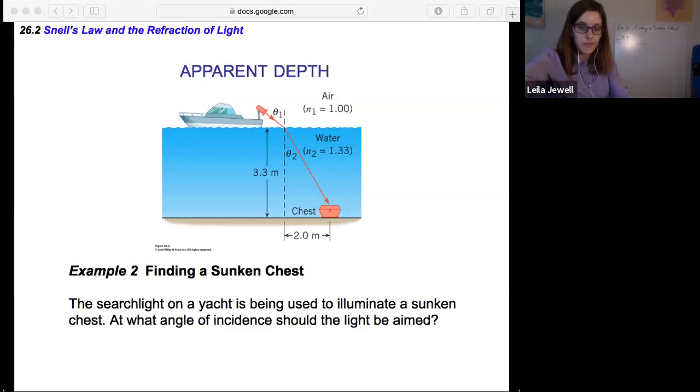We have it. And they give us a good amount of information actually in the picture here. They specify, they have our boat, we have air and water, and they even tell us those indices of refraction, that the index of refraction of air is 1.00 and of water is 1.33.